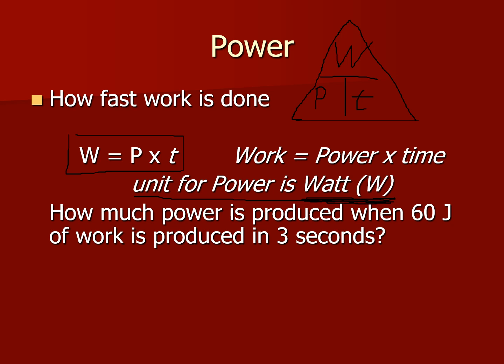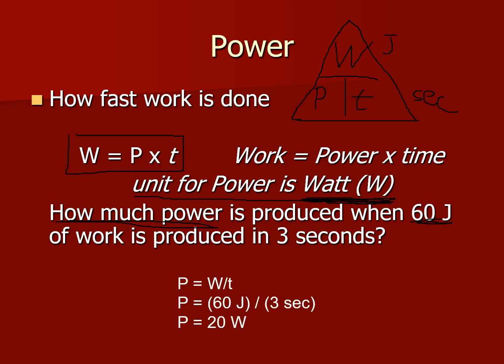So if I'm asking for how much power, now we're looking for power. That's the P. 60 J, J is still the unit for work. And T is, of course, time, which is seconds. So let's see how this is going to work. The work is 60, the time is 3. We divide it, so we have a power of 20 watts.